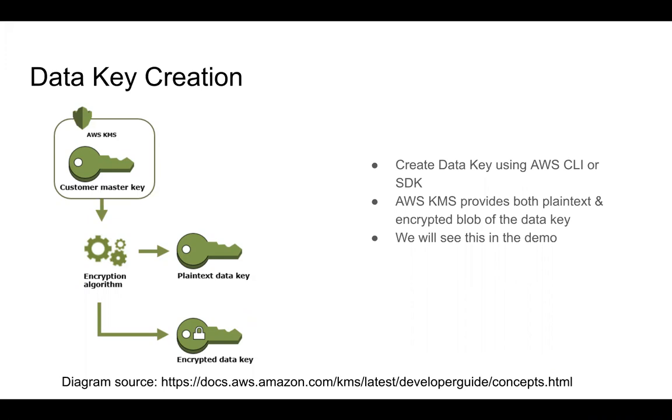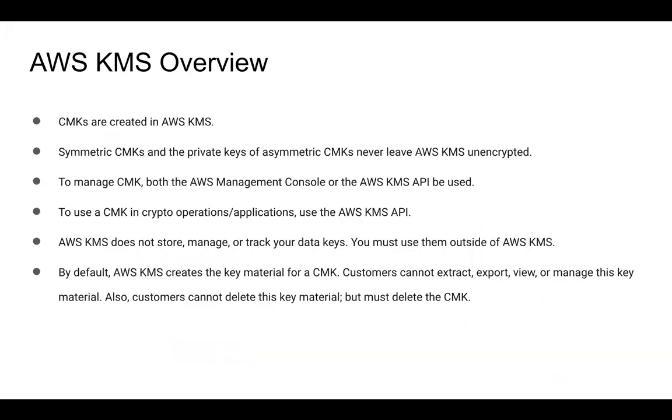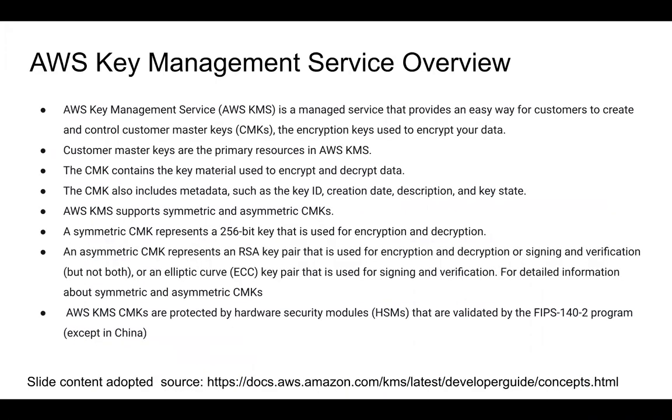So let me just quickly go back to the slide where we were. Hopefully you all have some idea as to what the CMK is, the role of it. As I said, the CMK contains the key material, which is used to generate the data key, which should be used to encrypt and decrypt the data. But the CMK itself will not be used directly. CMK will be used to create something. That something is the data key, which would be used to encrypt and decrypt the data.